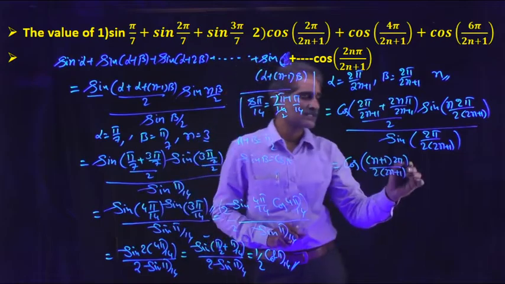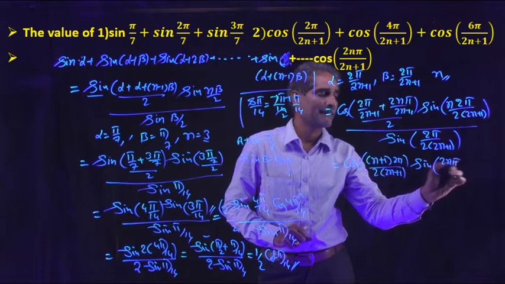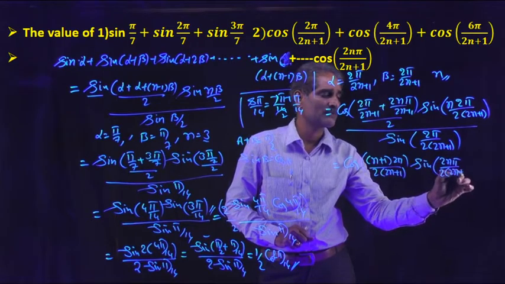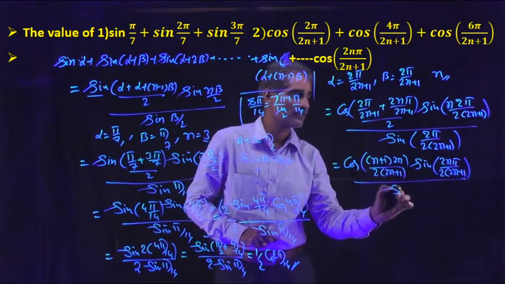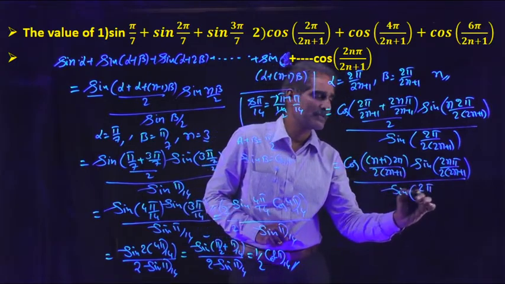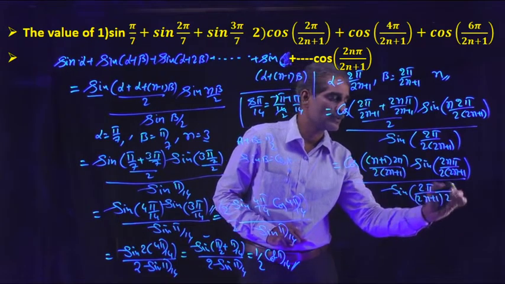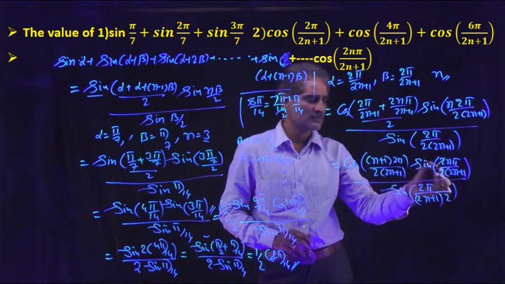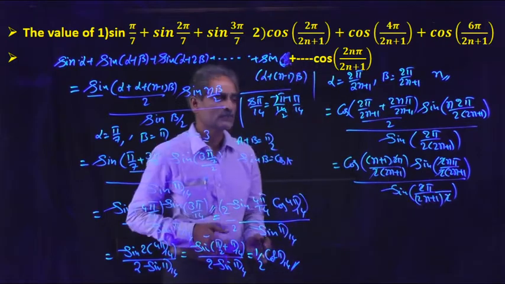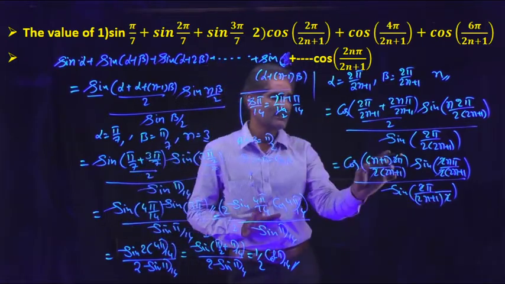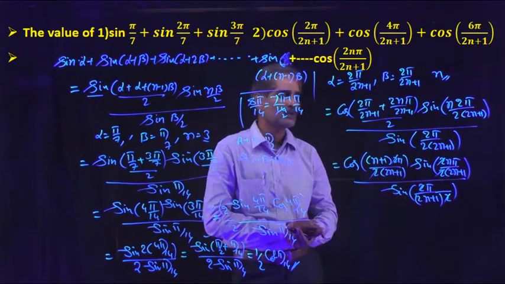Okay, next sin of 2n pi by 2 into (2n plus 1), whole divided by sin of 2 pi by (2n plus 1) into 2. In all the terms there is a 2 common in the numerator and denominator. Now observe that we have cos of (n plus 1) into pi by something, sin of n pi by something, by sin of pi by (2n plus 1).